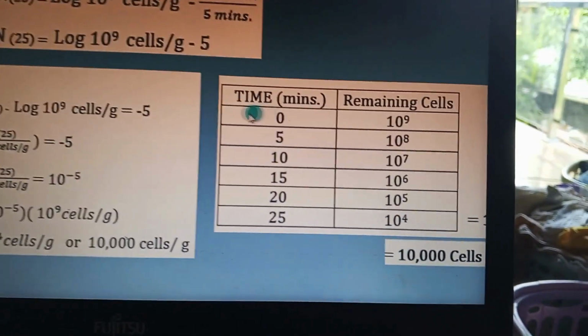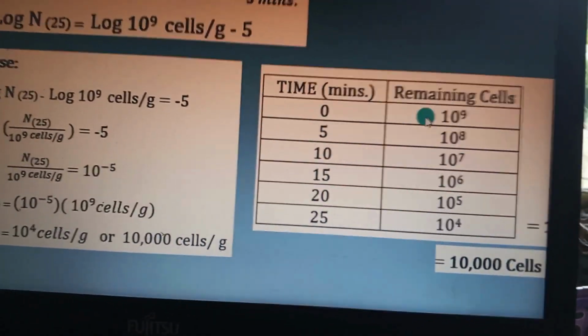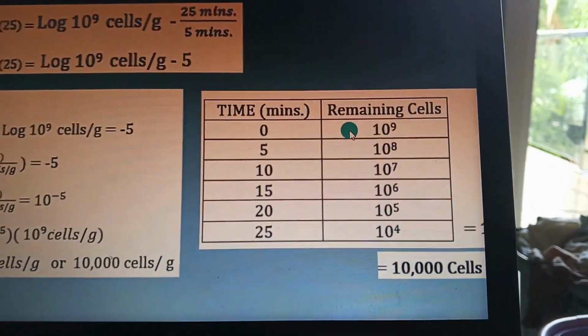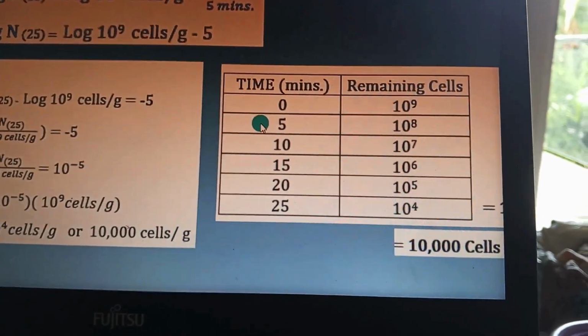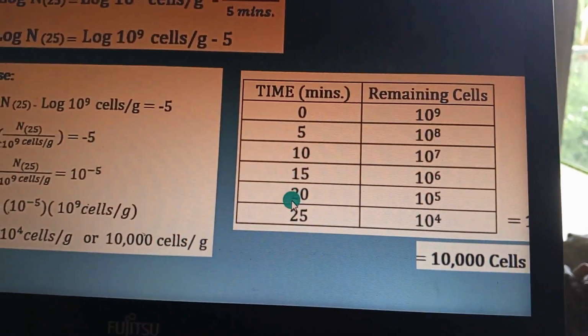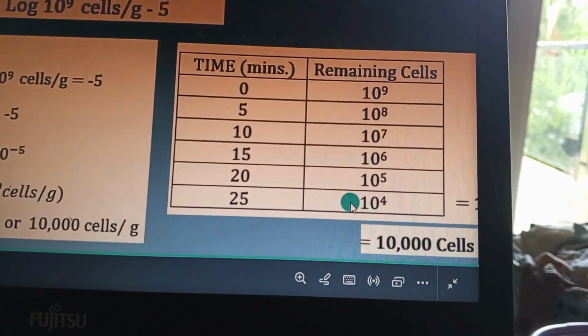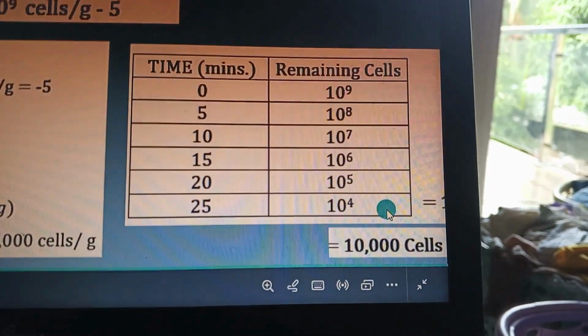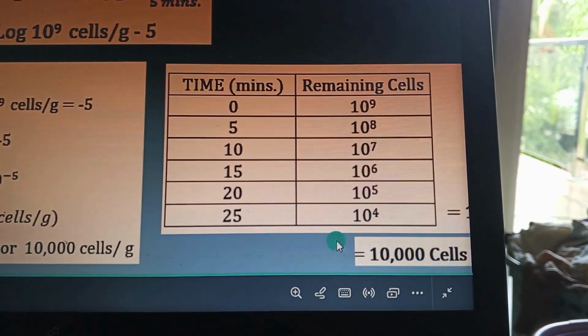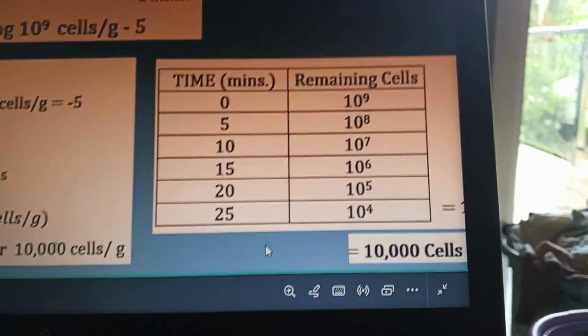On this side, this is the easiest way to calculate the remaining cells, which is the times and the remaining cells. For the initial time, they have 10 to the power of 9 cells per gram remaining, then with an interval of 5 minutes: 0, 5, 10, 15, 20, 25. So after 25 minutes, there are 10 to the power of 4 remaining cells. That is equivalent to 10,000 cells remaining in 25 minutes.